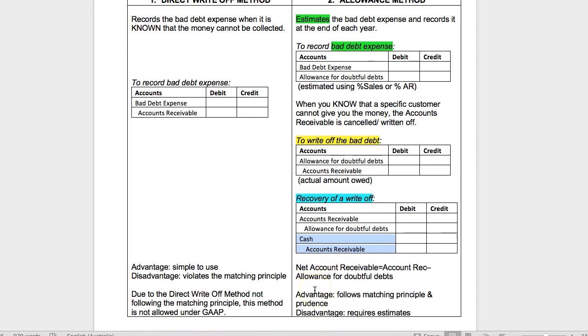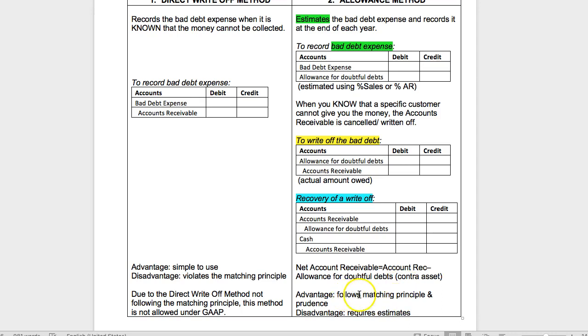When you're using the allowance method, you need to calculate now the net accounts receivable. Net accounts receivable means how much you think or you estimate realistically that you will actually collect from your customers. So it's your accounts receivable asset, and then you minus the allowance for doubtful debts. So remember that this is a contra asset.